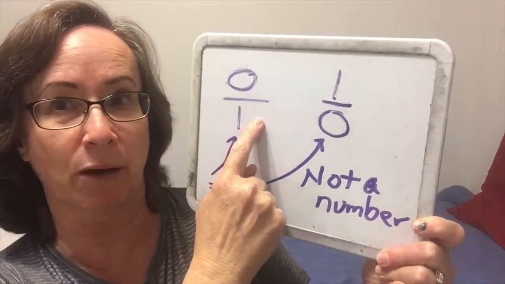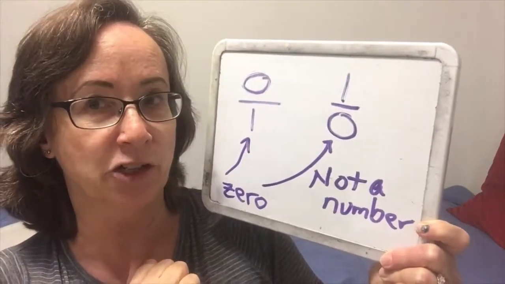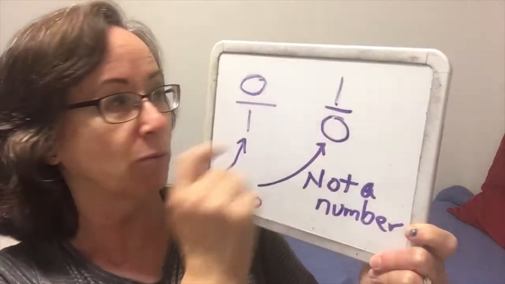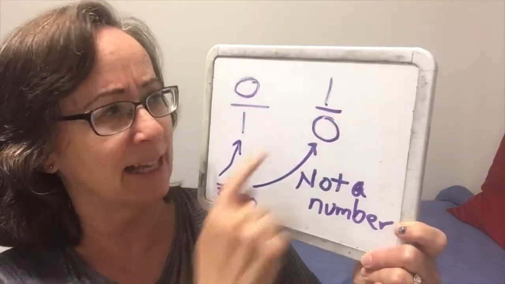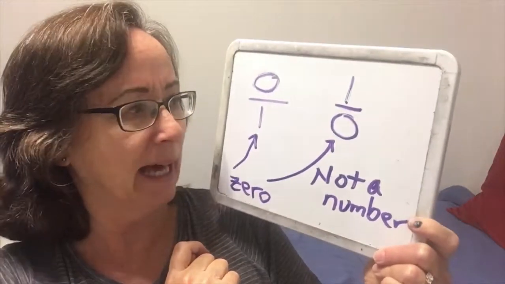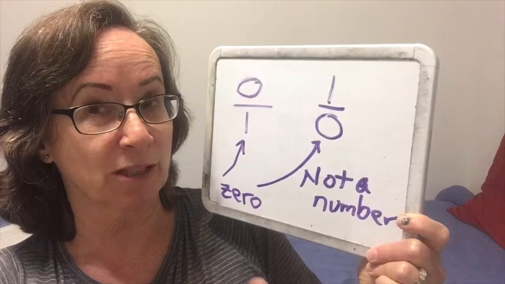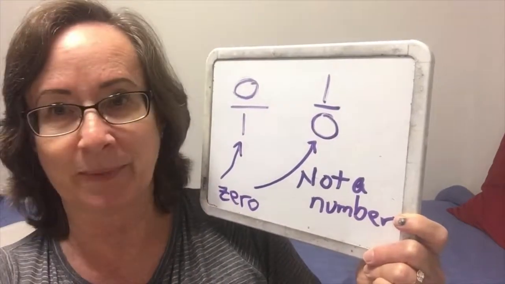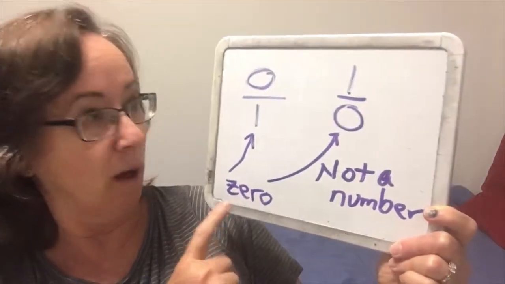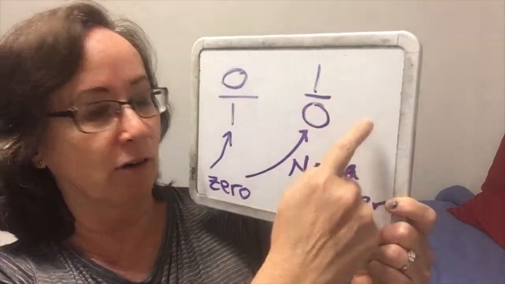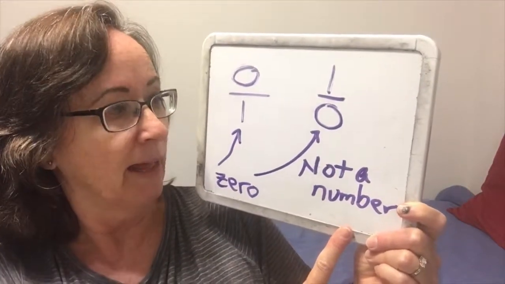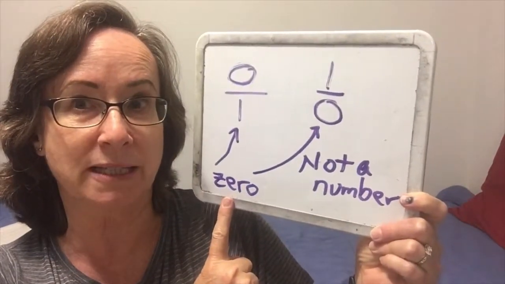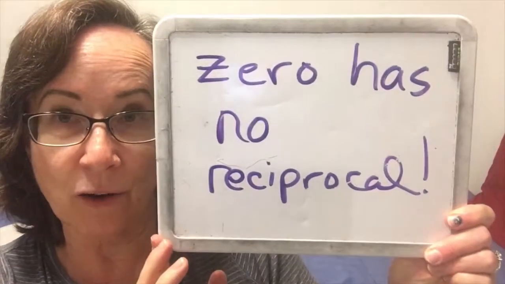0 could be written as 0/1 because every integer value can be written over 1. But when I flip 0 over, it makes no sense. We can't divide by 0 because when we're dividing, that assumes we're dividing into a certain number of groups, and 0 groups makes no sense. So although 0 is a number, 1/0 is not even a number. It is an undefined term. Therefore, 0 has no reciprocal, and it is the only number that has no reciprocal.